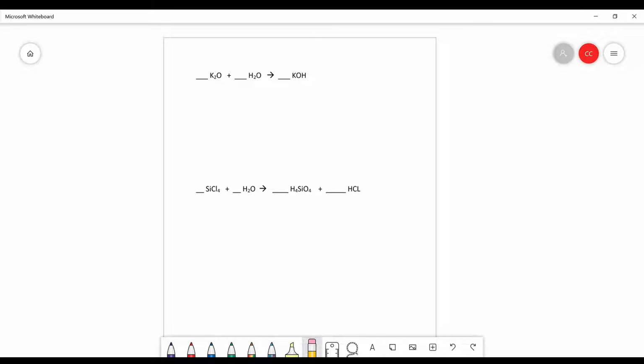Remember, what's on the left side are reactants. The left side is reactants. And the right side of the arrow is the products. Whatever we start with, we have to end with.